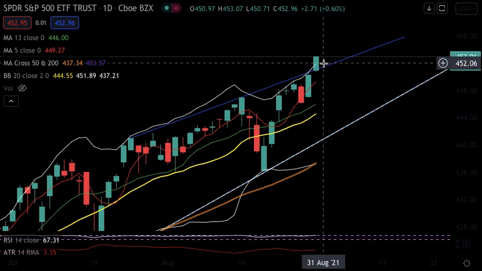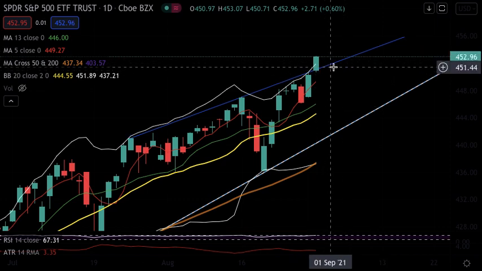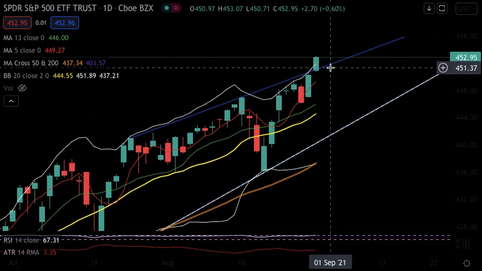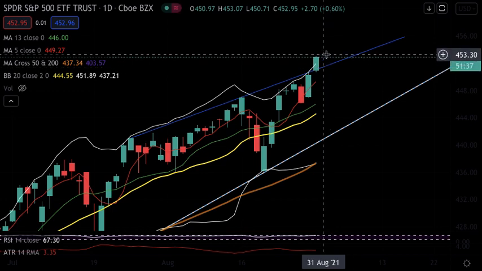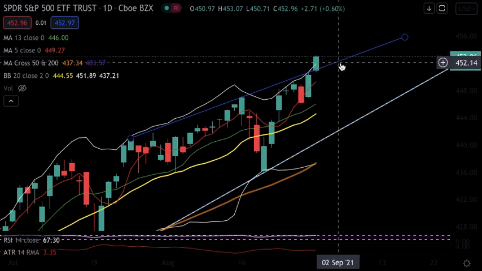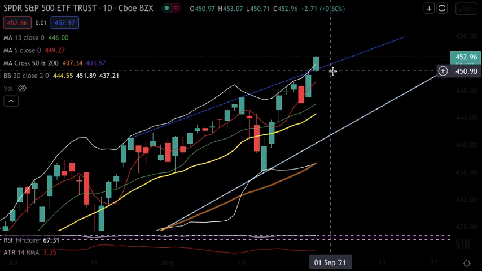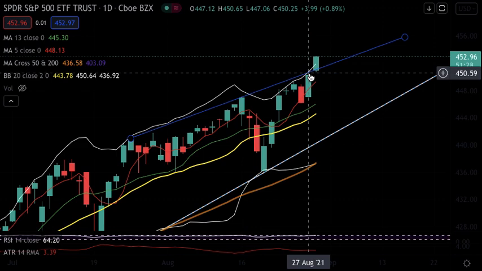What I'd rather us watch out for is if there's going to be a false breakout or a legit breakout. So the breakout was right here, 451.37. That level needs to hold. If SPY drops below 451.30, I'll say 451.30 for now, then that will officially be a false breakout, or the high of this previous candle.